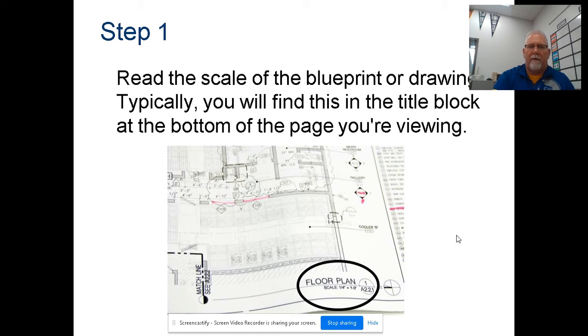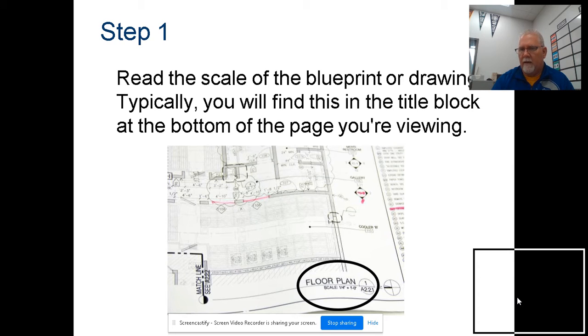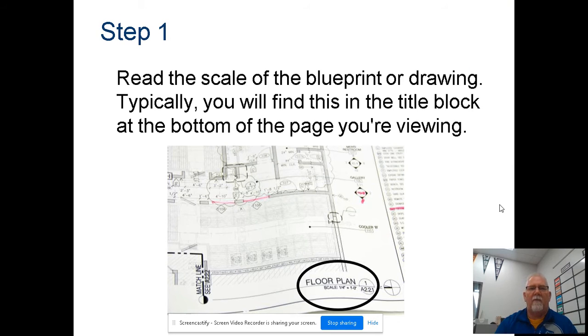Our first step, we want to read the scale. Looks like I need to keep moving myself around here so I'm not in your line of vision. We read the scale of the blueprint or the drawing. Typically, you'll find this on a title block. So down in this area, we might have the scale. In this case, it says 1/4 inch equals 1 foot. We have to pay special attention to that as we go along.